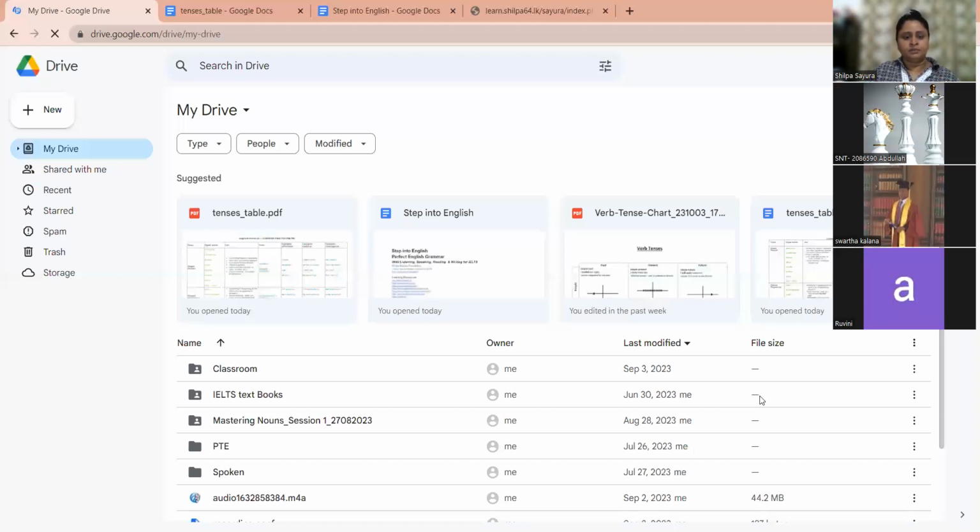Okay, here we are back on present tense, and we've been talking about the present tense negative form, right? And now let's talk about present tense questions.